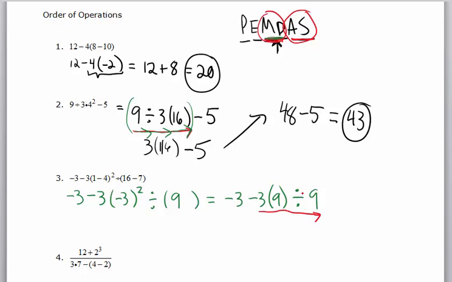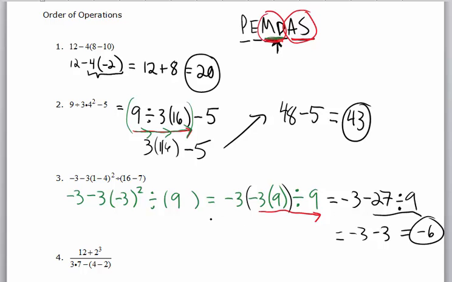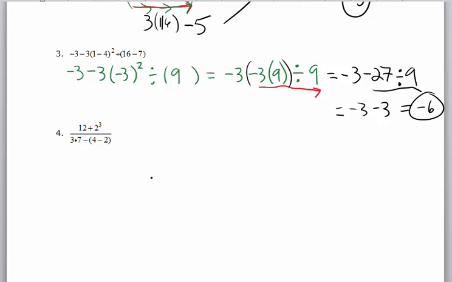Okay, good. So here I have that same situation, multiplication and division. So I'm going to go left to right here. So negative 3 times 9, that is negative 27. So negative 3 minus 27 divided by 9. All right, next up is division. Negative 27 divided by 9 is negative 3. So negative 3 minus 3 is negative 6. That was number 3. One more to go.